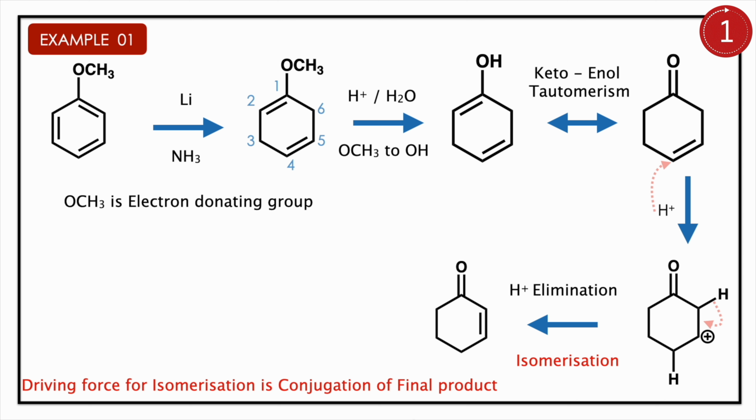The interesting case is H plus. Since H plus is readily available in the system, it can convert the ether into an alcohol. If you look at the compound, it is an enol. It will convert by keto-enol tautomerism. So the enol becomes a ketone. Further, acidic conditions convert it into conjugation. The driving force for the isomerization is conjugation. That's why the final product is an alpha beta unsaturated ketone.